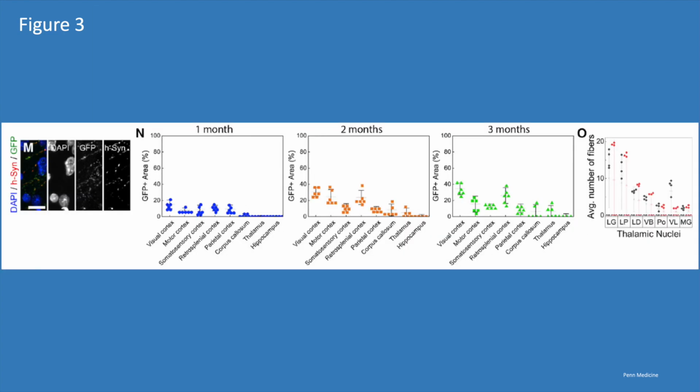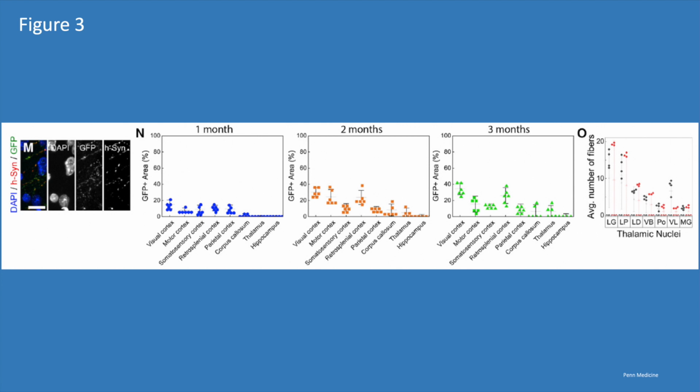Continuing in Figure 3, the presence of human synapsin protein at the interface between these graft projections and the host brain suggests the formation of synapses, as in image M. In image N, the number of GFP-positive projections is quantified in different regions of the brain at 1, 2, and 3 months post-transplant, revealing that while the density of graft projections increased in some regions over this time period, the targets themselves remained relatively stable.